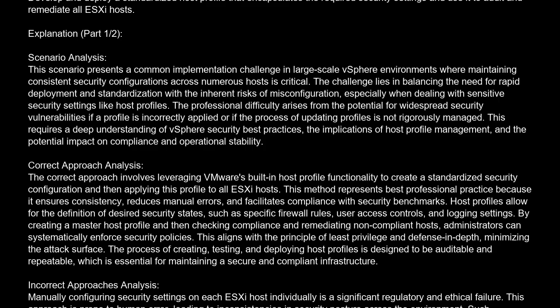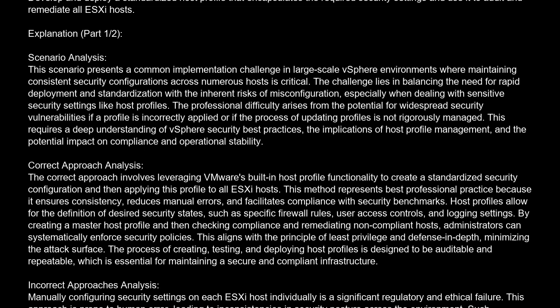The professional difficulty arises from the potential for widespread security vulnerabilities if a profile is incorrectly applied, or if the process of updating profiles is not rigorously managed. This requires a deep understanding of vSphere security best practices, the implications of host profile management, and the potential impact on compliance and operational stability. Correct approach analysis. The correct approach involves leveraging VMware's built-in host profile functionality to create a standardized security configuration, and then applying this profile to all ESXi hosts.